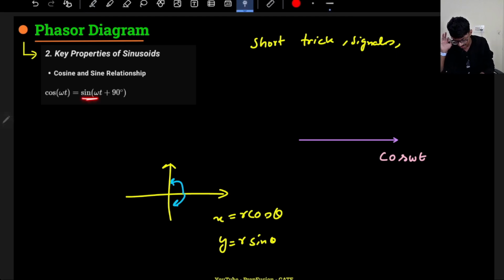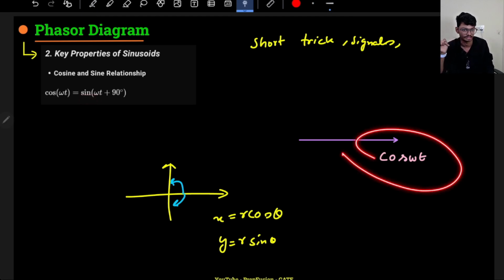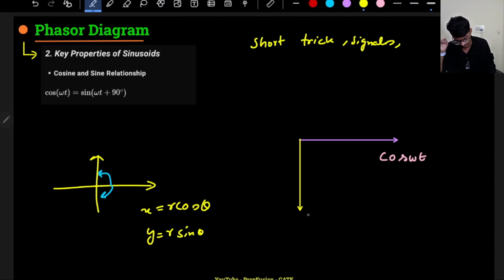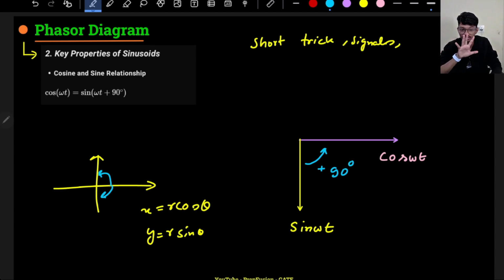So if I now see sin omega t plus 90, if I add 90 degrees to sin omega t, then I should reach cos omega t. So my sin omega t should be somewhere here. This should be my sin omega t, correct? If this is my sin omega t, and I add plus 90 to it, I will reach my cos omega t, correct? So that is how you remember.